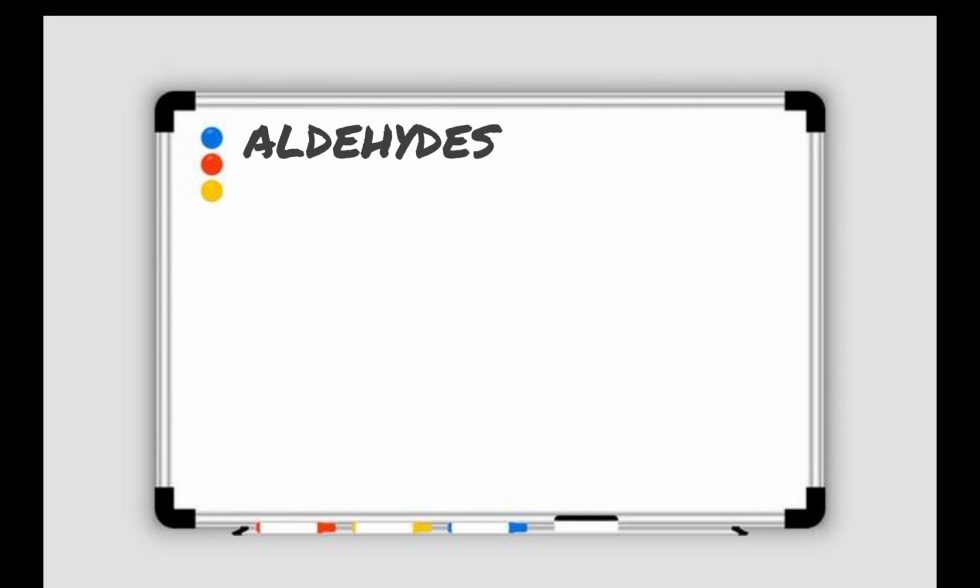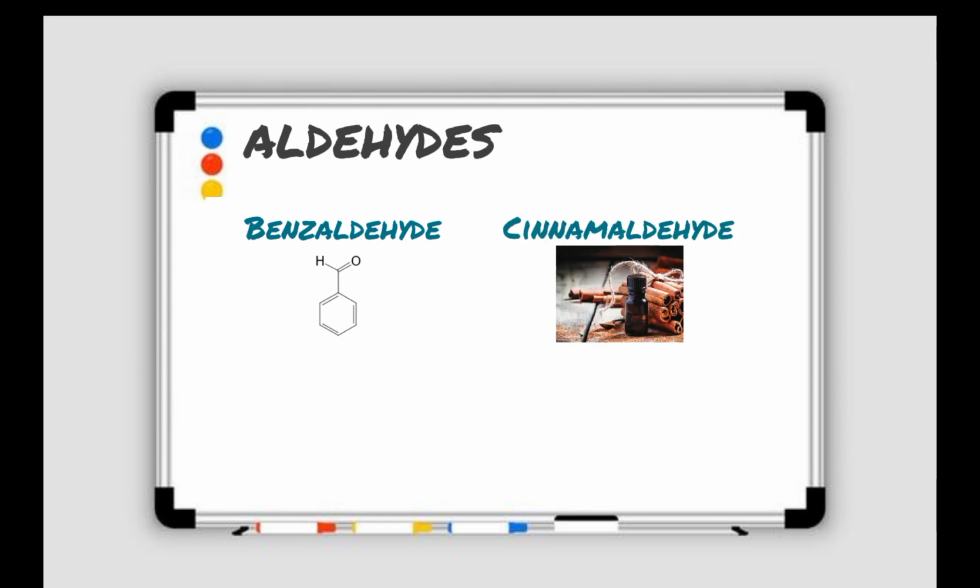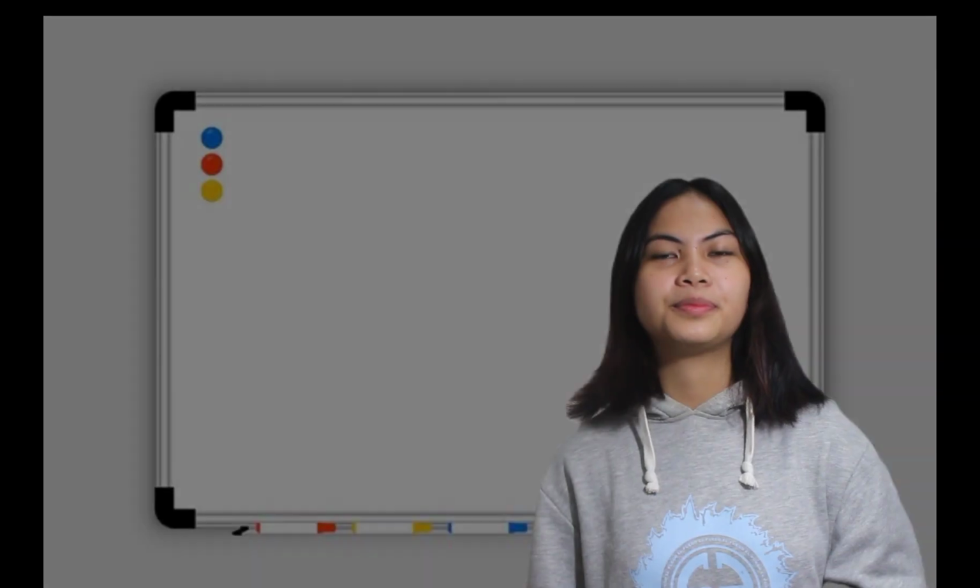Aldehydes are found in flavoring compounds such as benzaldehyde, which gives the fresh aroma and flavor of almond, cinnamaldehyde or cinnamon oil, and vanillin, the major flavoring component in vanilla beans.